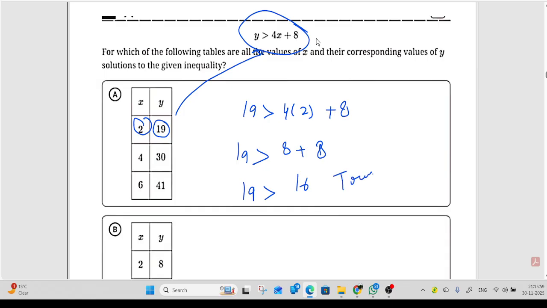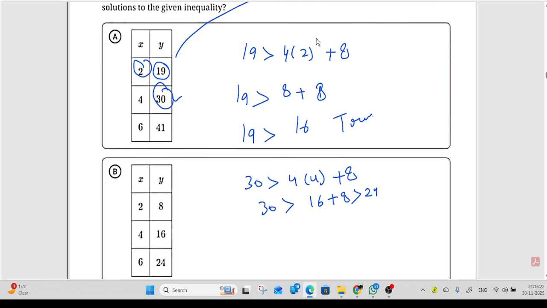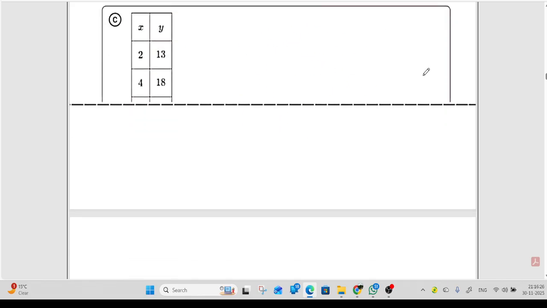Similarly, we can check the next values, 4 and 30. We plug 30 in place of y, and in place of x we plug 4: 4 times 4 is 16, plus 8, which is 24. So 30 is greater than 24, right? Which is correct. So that means these solutions are correct for the given inequality.